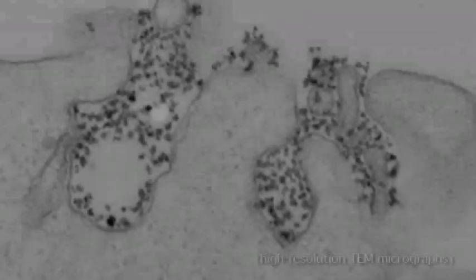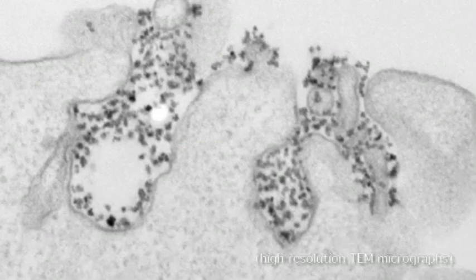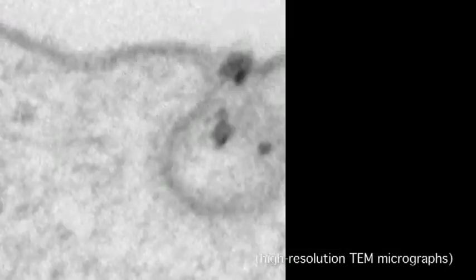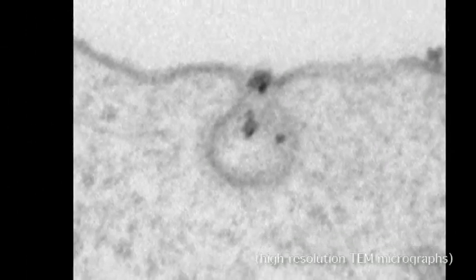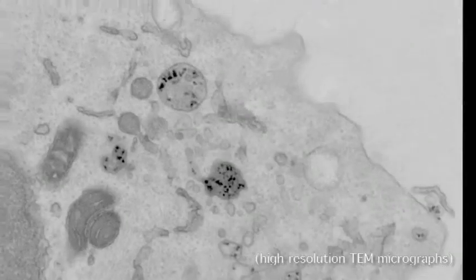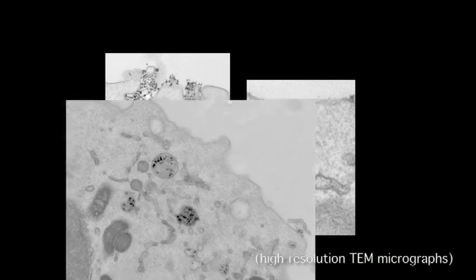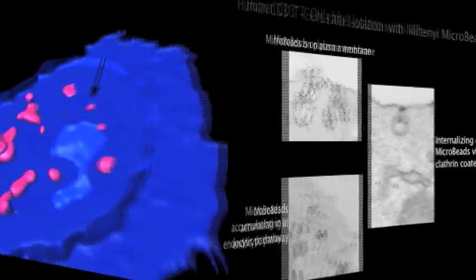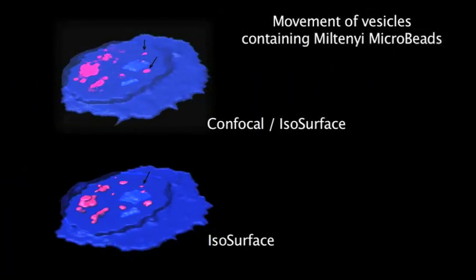In this image, we see the Miltenyi microbeads on the plasma membrane. Here, the Miltenyi microbeads are being internalized via clathrin-coated pit. And here, the Miltenyi microbeads are accumulating in endocytic compartments. Here, the arrows demonstrate movement of vesicles containing the Miltenyi microbeads.